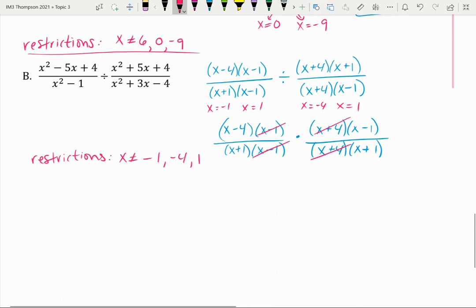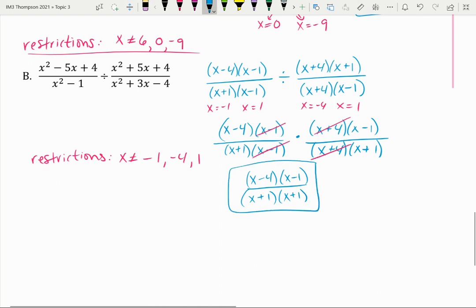I think that's it. I'm just checking all my signs. Fearful I made a mistake. I think that's it. So I'll be left with x minus 4 times x minus 1 and x plus 1 times x plus 1. Now you could certainly multiply that out and get an equivalent answer, but you don't have to.